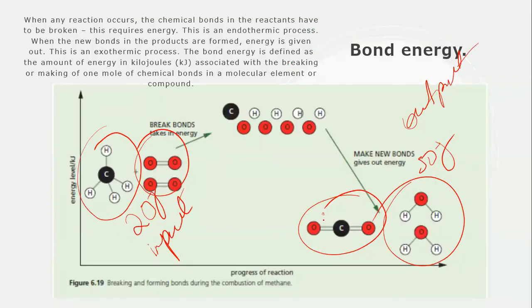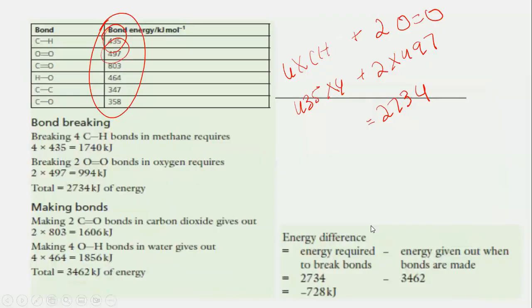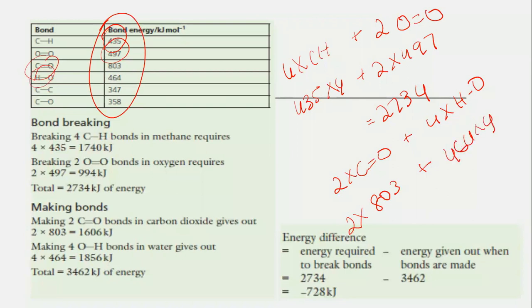Then you're going to see what bonds are being made. So you are making two bonds between carbon and oxygen, and then you're making four bonds between hydrogen and oxygen. So you are going to go ahead and write down like this: carbon double bond oxygen is 803, multiply that by 2, plus hydrogen oxygen bond is 464, multiply that by 4. You add it up, you will get 3462 kilojoules.